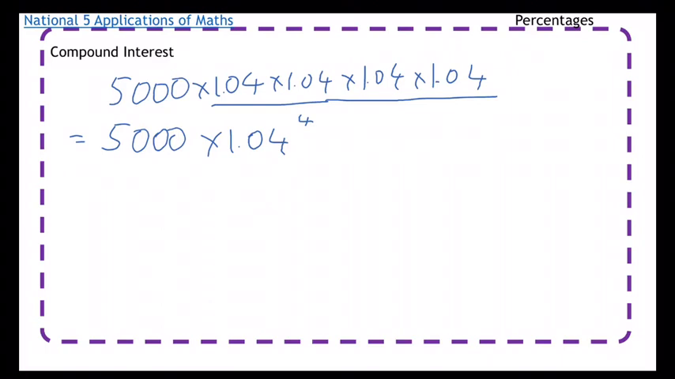If we wanted to get after 5 years, I would do another one, so I'd do 1.04 to the power of 5. And even if I want to do something like £5,000 for 10 years, I would do 1.04 to the power of 10.